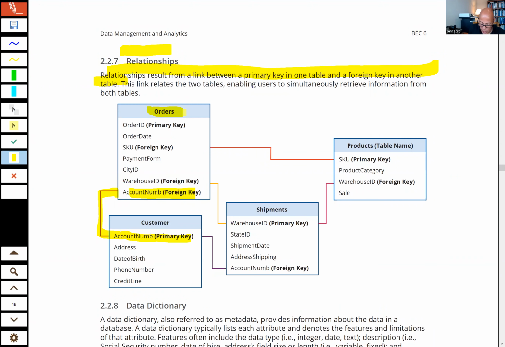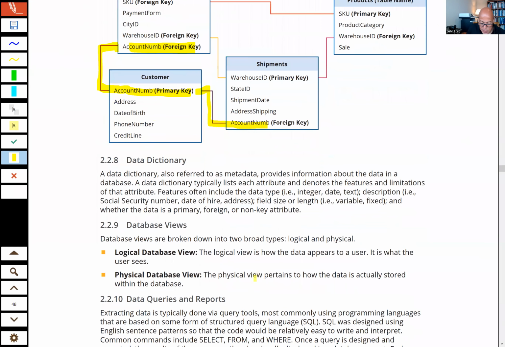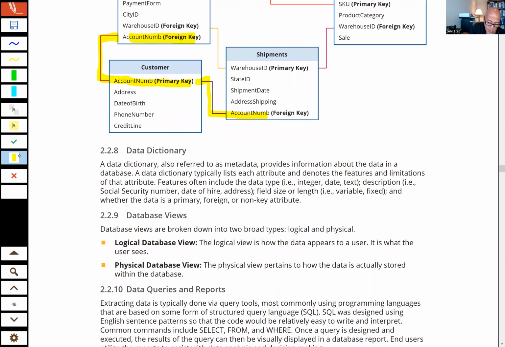Or you can see that we have a shipment. So if the customer called and said, okay, has my stuff been shipped yet? Okay, we can answer that question, et cetera, through these relational tables. Okay, good.